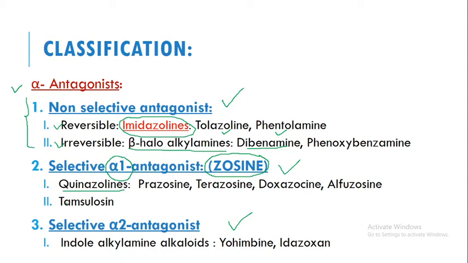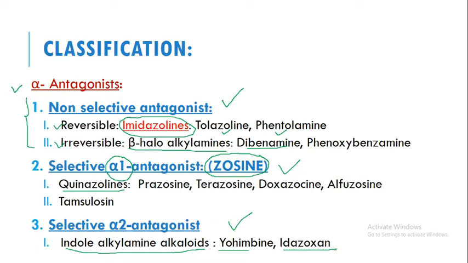Whenever you see the zosin suffix, you have to understand that these are all selective alpha 1 antagonists, and another is tamsulosin. Selective alpha 2 antagonists are basically indole alkylamine alkaloids like yohimbine and idazoxan. Okay, so this is the classification.